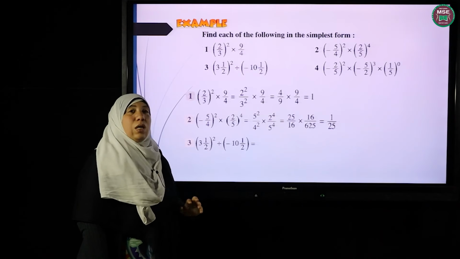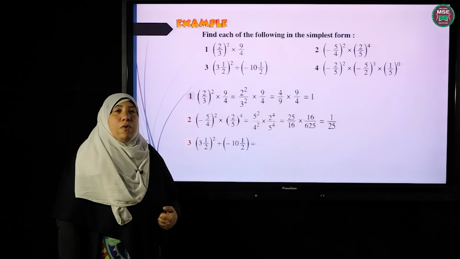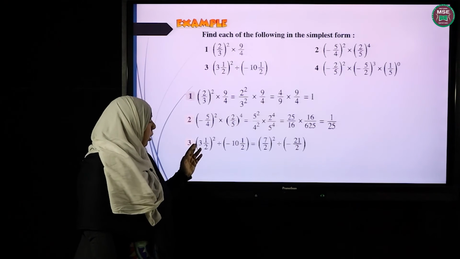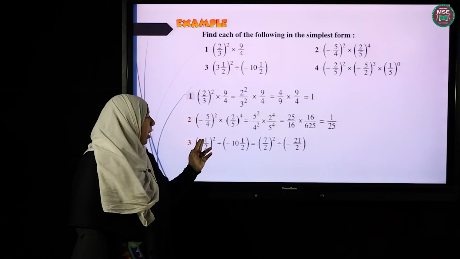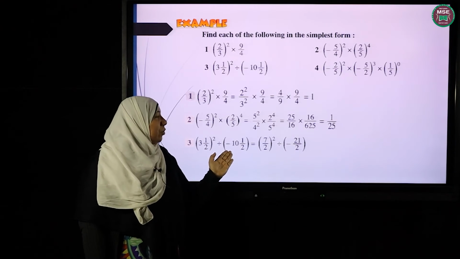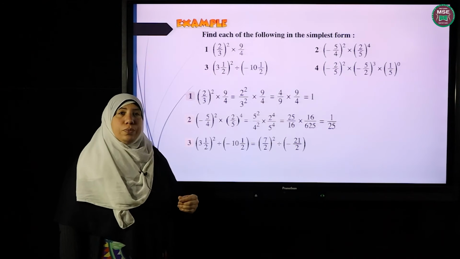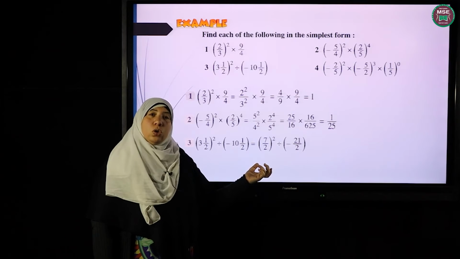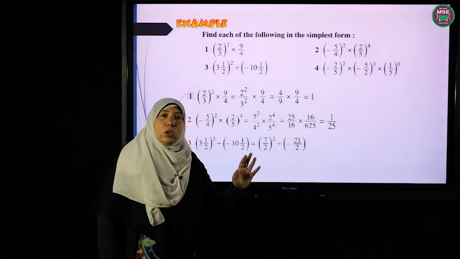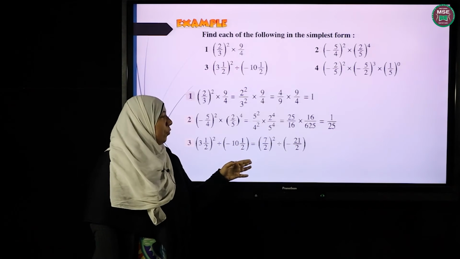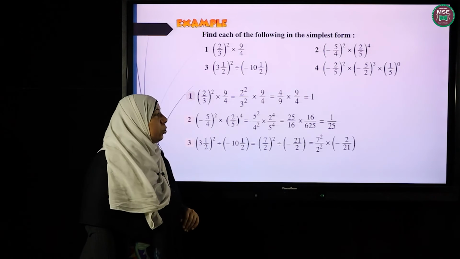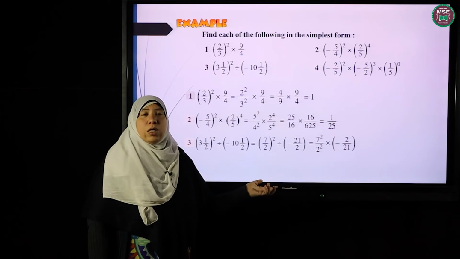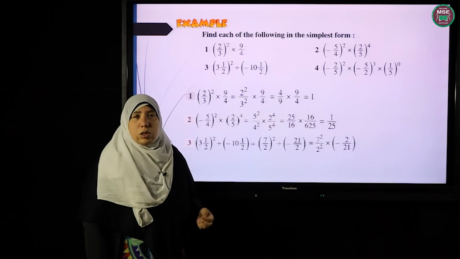Now, I will change the number first into an improper fraction. I will remove the mixed number. So 3.5 will be 7 over 2. Negative 10.5 will be negative 21 over 2. Now, here it is negative, no, so I will work on it. Don't think about even or odd. 7 over 2 power 2 is 7 power 2 over 2 power 2. And there is nothing to do about negative 21 over 2. There is a power 1, but we won't distribute power 1.